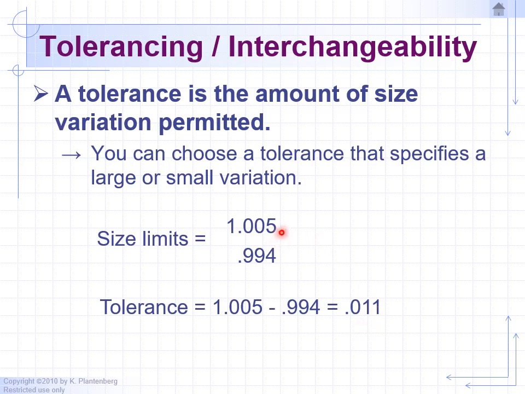So once again, you're giving them 0.005 in one direction minus 0.006 in the other direction, and that's how we get 0.994 for a total of 0.011 in tolerance. That's how much wiggle room you're providing for the machine shop.